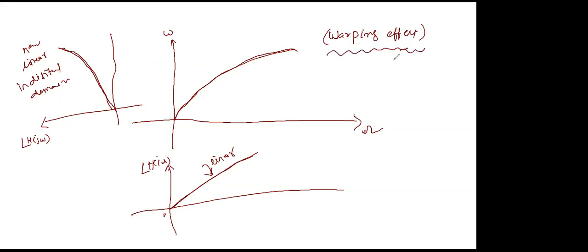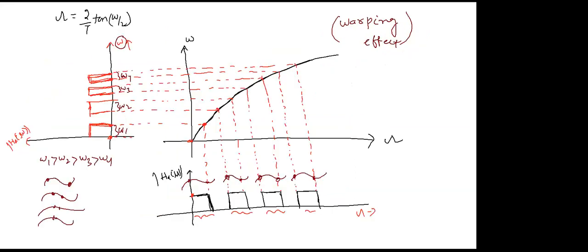This is one way of representation, or you can say that the infinite frequency range of the analog domain is warped or compressed into the finite region of the digital domain. This is known as the warping effect. Do you understand what is happening in the warping effect? Yes or not? This is the main problem, the disadvantage in the bilinear transformation. The biggest disadvantage of bilinear transformation is the warping effect.